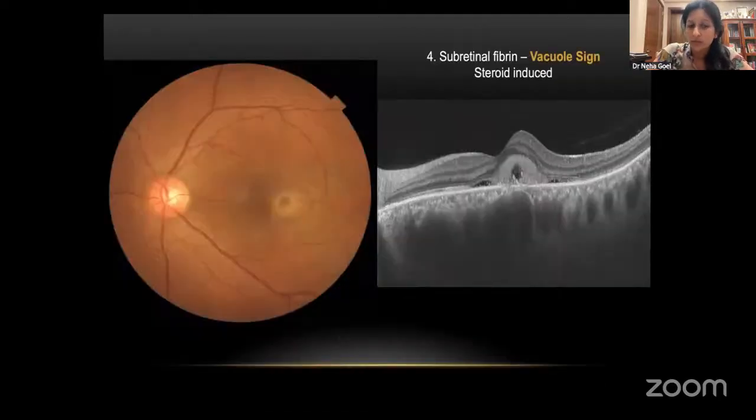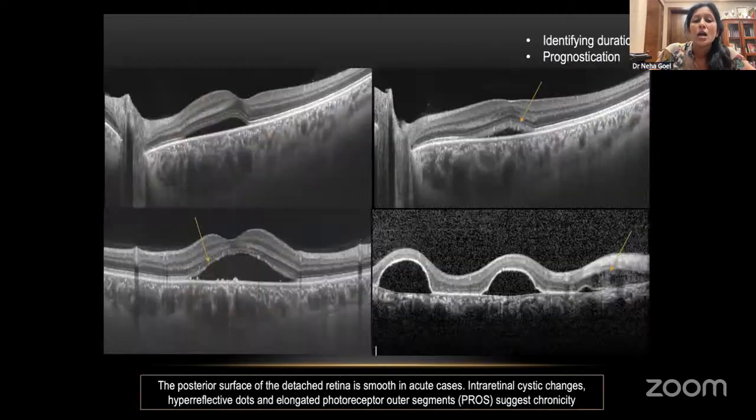And then the picture which Dr. Mudit was talking about, the subretinal fibrin, which is also called a vacuole sign with a central clearing, is more commonly seen in patients with steroid-induced CSC. So OCT not just tells us the diagnosis, the monitoring, the leakage point, but it is also important in identifying whether the disease has been acute or chronic and prognosticating thereafter.